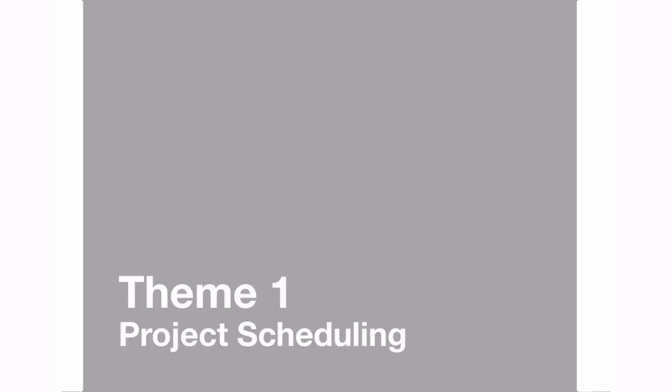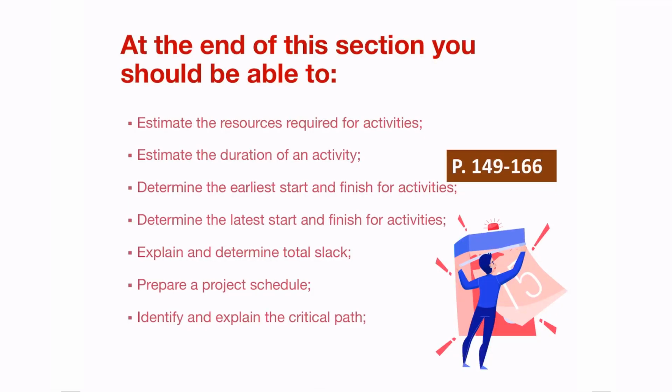So let's get going with theme number 1, which is project scheduling. After going through the section, you'll be able to estimate the resources required for the activity, estimate duration, determine the early start and early finish of activities, determine the latest start and latest finish for activities, explain and determine total slack, prepare a project schedule, and identify and explain the critical path.